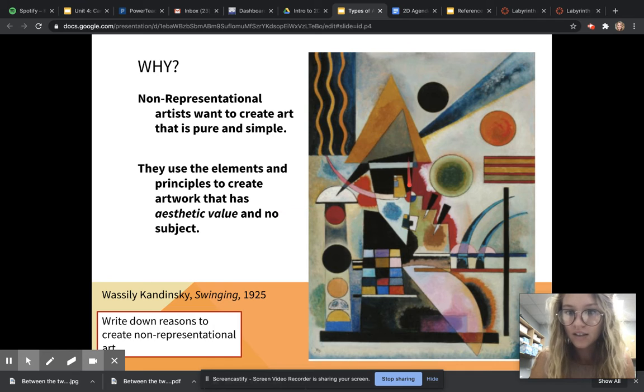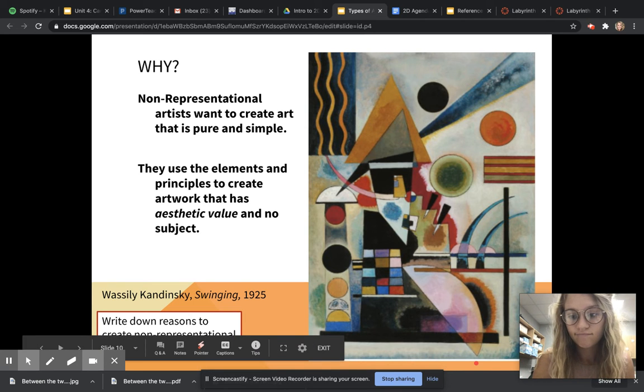Here's an example of this. It's an arrangement of different colors and shapes and lines all through watercolor. And it's really just about arranging these in such a way that they're aesthetically pleasing. It's what you like and why.